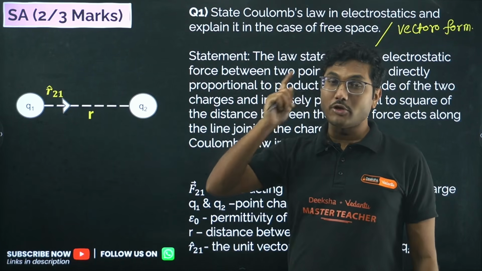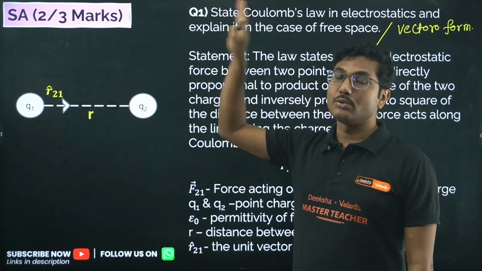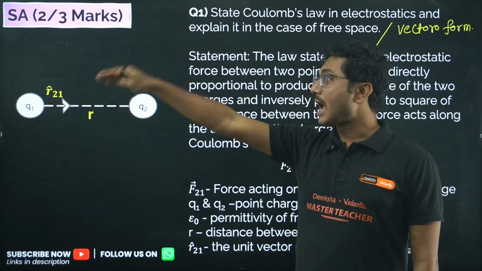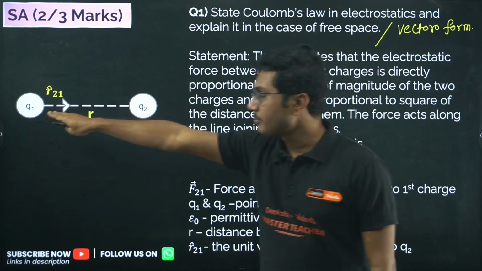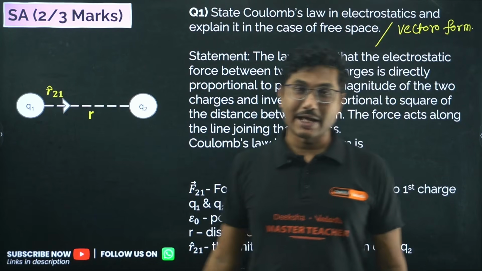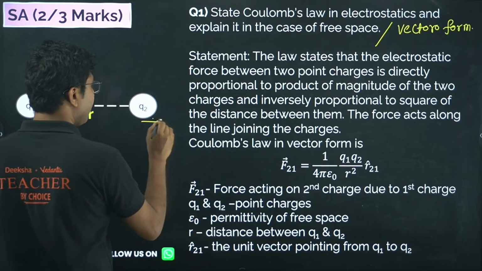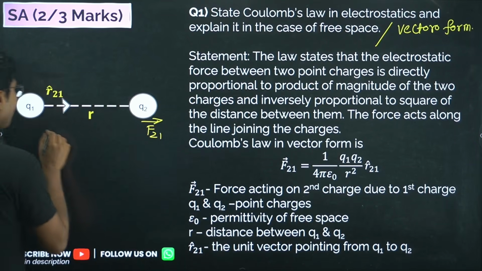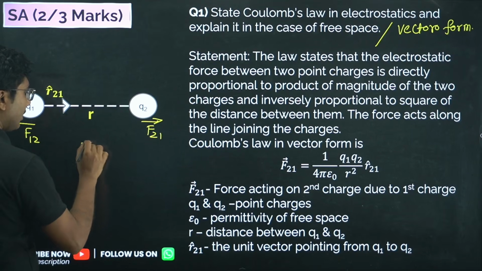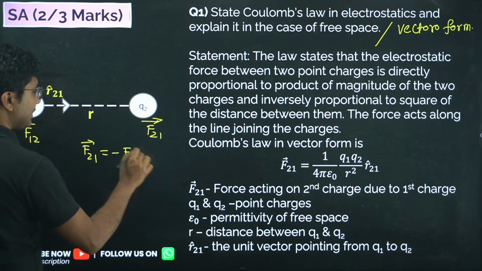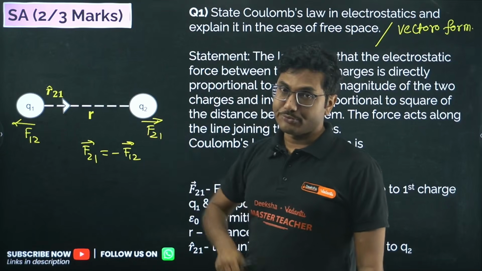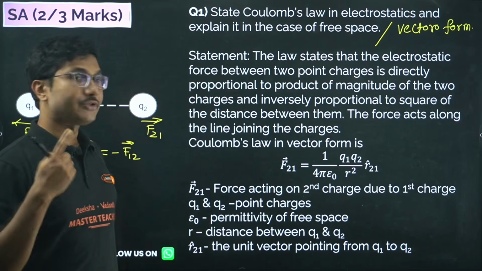So for Coulomb's law in vector form, the diagram is compulsory. Don't make a mistake. I am telling you, marks will be deducted if this question comes and you forget to draw the diagram. So Q1, Q2, R21 is directed from 1 to 2 and R is the distance, and the force acting on this is given by F21. If you have some time, you can add this as well and say F21 equals minus F12. This is optional, but the diagram and the naming of these forces are very, very important. Don't miss out on that.